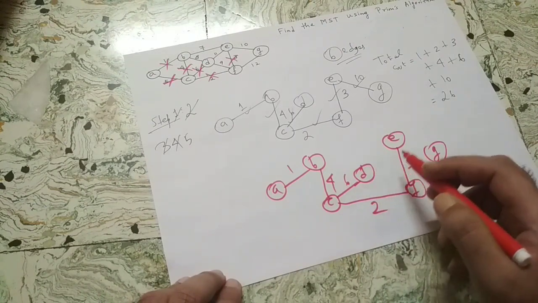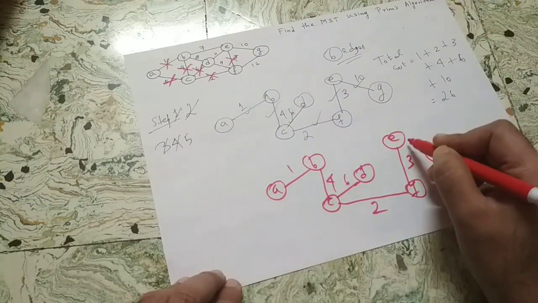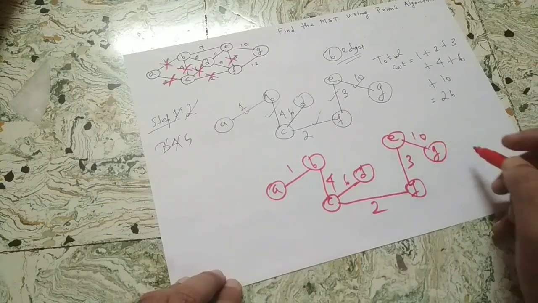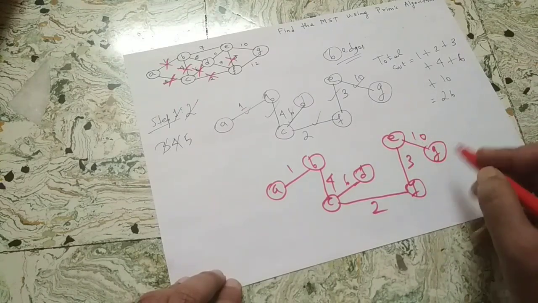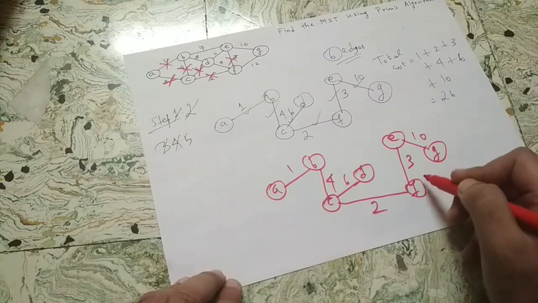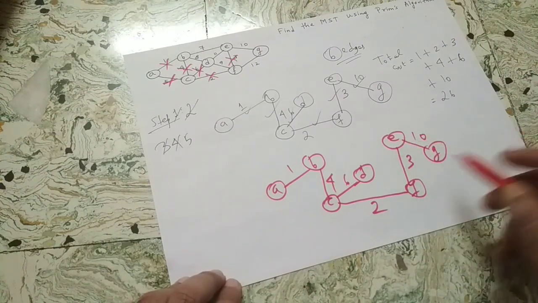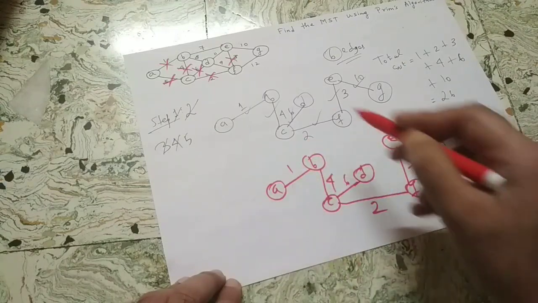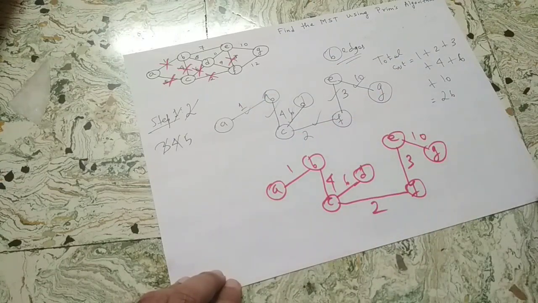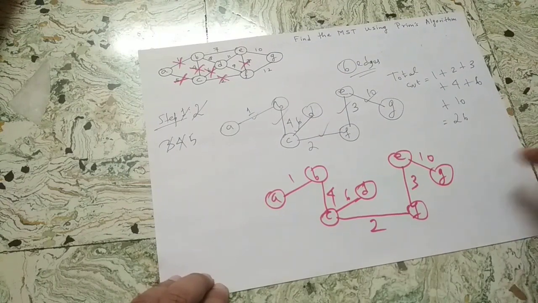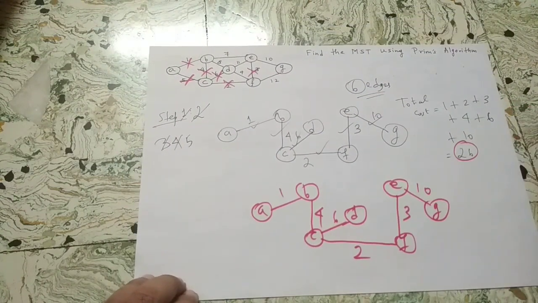The next edge weight to consider is 10. So I'll add it because it's not leading to a closed figure. The next edge weight to consider is 12. But if I add 12 connecting G and F, it will lead to a closed figure, E, F, G, E. As a result, I'll not add it. Now if you see this spanning tree and this minimum spanning tree, it's exactly the same because edge weights are all unique. And the total cost also will come out to be 26. So I hope you have understood this point.